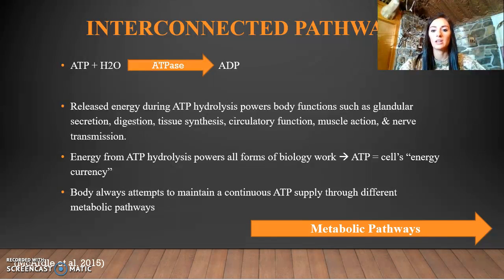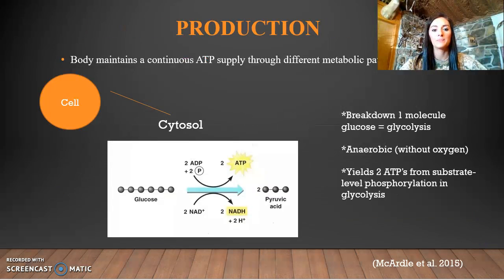Then you have interconnected pathways. Released energy during ATP hydrolysis, which was the first stage we went over earlier in the metabolism process, powers body functions such as glandular secretion, digestion, tissue synthesis, circulatory function, muscle action, and nerve transmission. Energy from ATP hydrolysis powers all forms of biologic work, which is why ATP is the cell's energy currency. The body always attempts to maintain a continuous ATP supply through different metabolic pathways. So now we will look into those pathways.